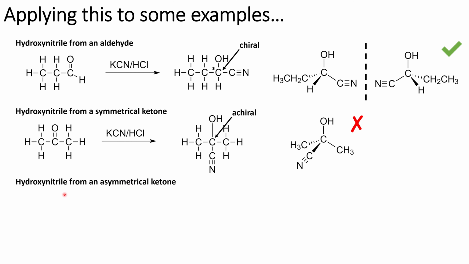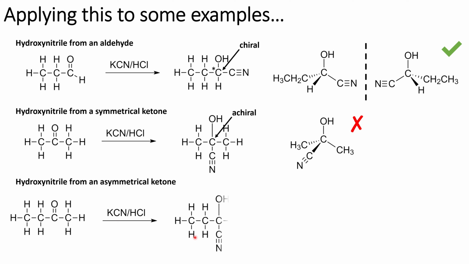Now let's have a look at the formation of a hydroxynitrile from an asymmetrical ketone. Here I've shown butan-2-one, same reaction conditions, and there's my product. Let's try and name it. Carbon number 1, 2, 3, 4 in the longest chain. So we're looking at butane nitrile. And then on position 2, I have a methyl group, and on position 2, I have a hydroxy group, H before M, 2-hydroxy, 2-methyl, butane nitrile.